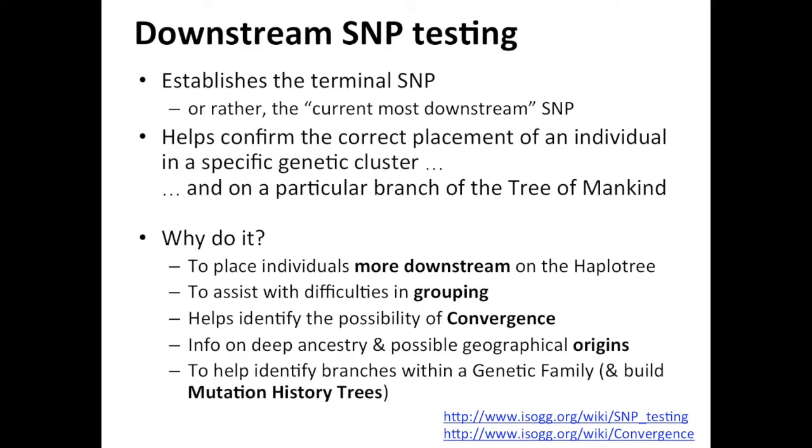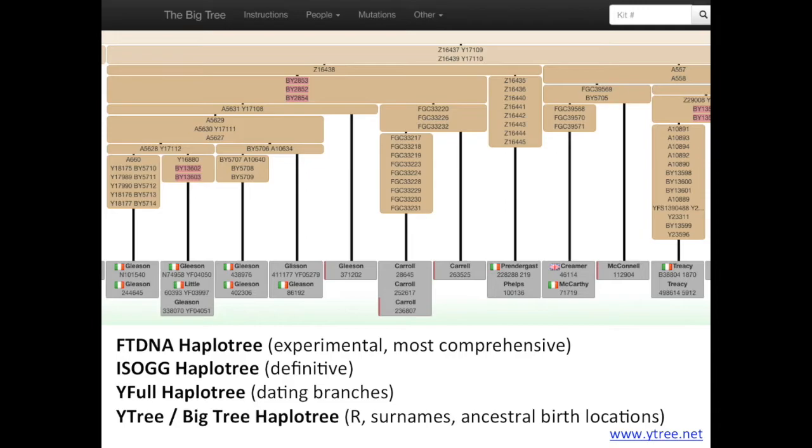And this is an example of the Big Y haplotree, the Big Tree haplotree. I use various ones. Family Tree DNA's haplotree is the most comprehensive for the coverage of SNPs. It's experimental, which suits me absolutely fine. But because it is, compared to the ISOGG haplotree, which is definitive, on the ISOGG tree you get the definitive placement of the SNPs on this particular part of the tree. With Family Tree DNA, sometimes they will move the SNPs around onto different branches once a little bit more data comes in.